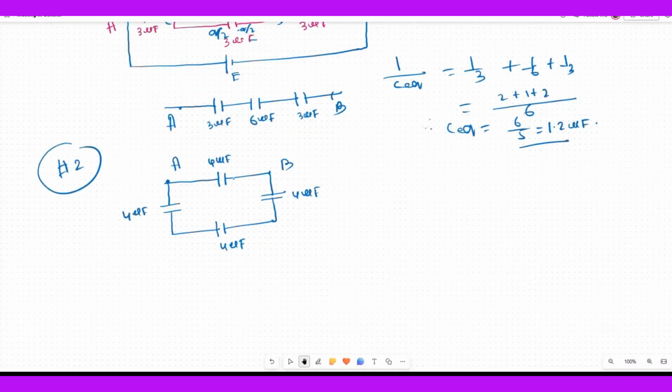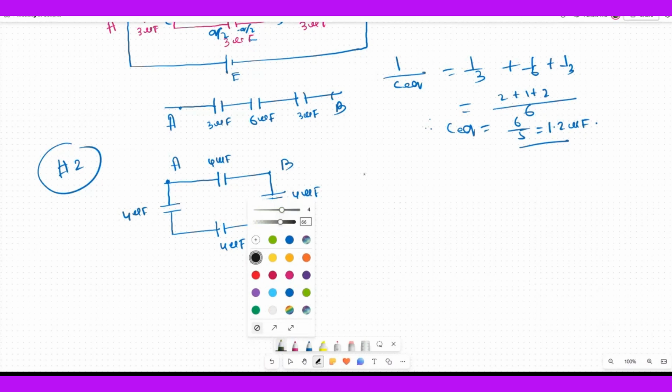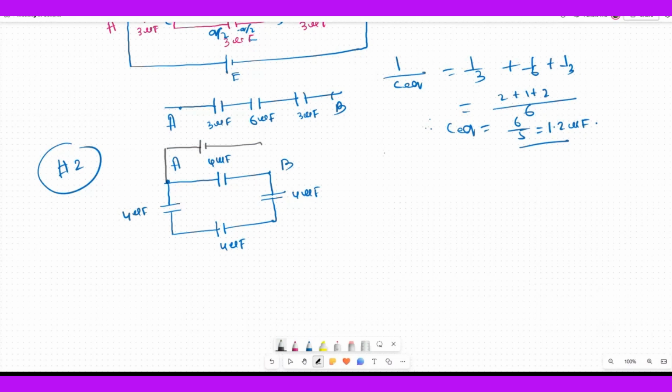Now to find the equivalent capacitance between A and B, again you go by the same connection, that there will be a cell connected between 2 points A and B. Take the cell anywhere, but it must be connected between A and B. So the charge will be here as Q1, this is minus Q1, this is Q2, minus Q2, same charge Q2, minus Q2. They are getting the same charge. They are in series combination.